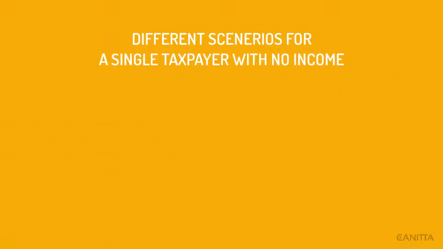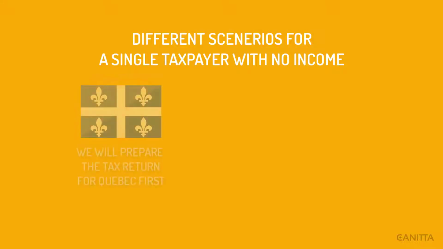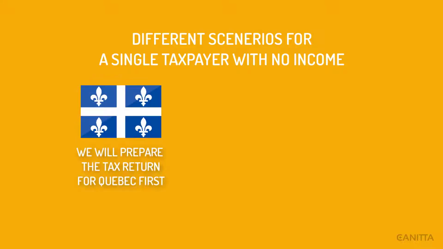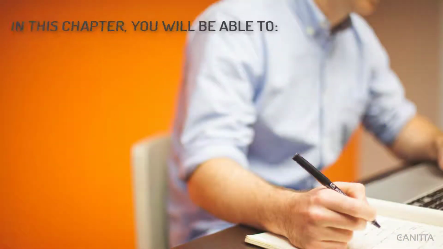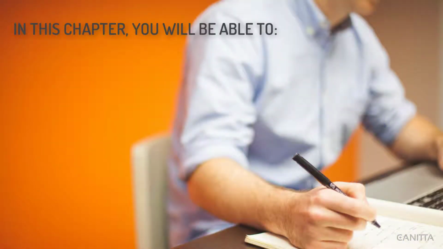In this chapter, we are going to look at different scenarios of doing a tax return for a single taxpayer with no income. For each scenario, we will prepare the tax return for the province of Quebec first. Then we will look at how, when using the same information, it would affect a taxpayer living in a different province.